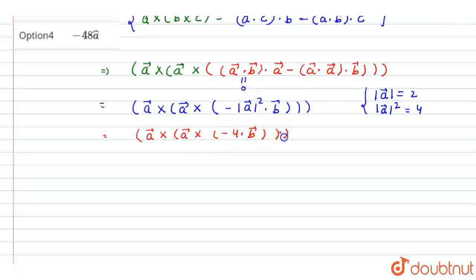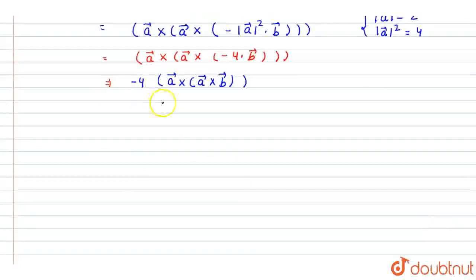Now this minus 4 is a constant value, so we can take it outside the bracket. Here we get minus 4 times A vector cross A vector cross B vector. Now again we use the vector triple product method: minus 4 as it is, and A vector dot B vector dot A vector minus A vector dot A vector dot B vector.